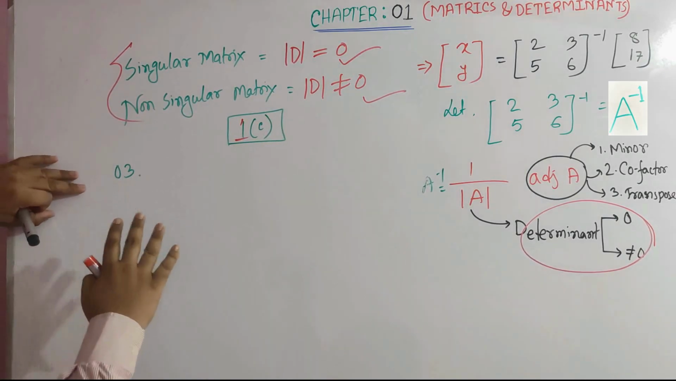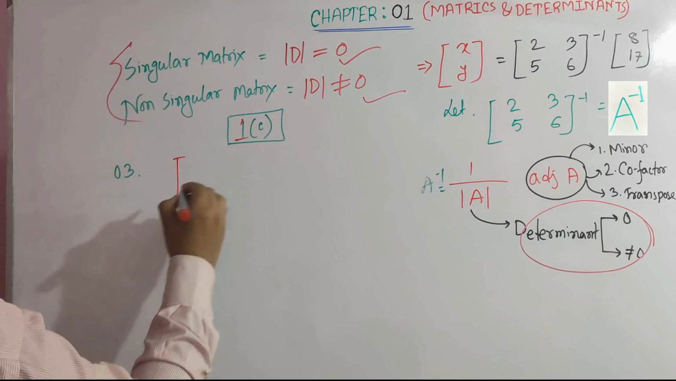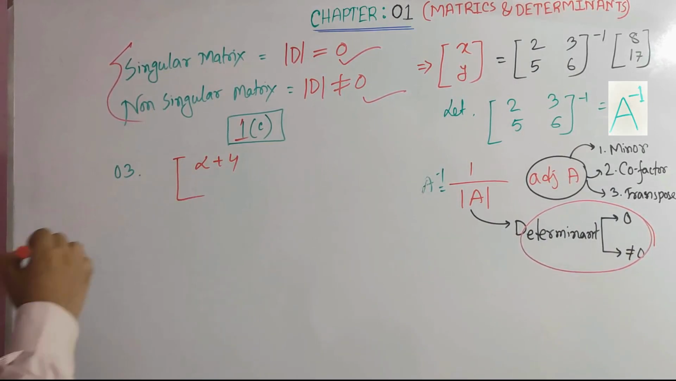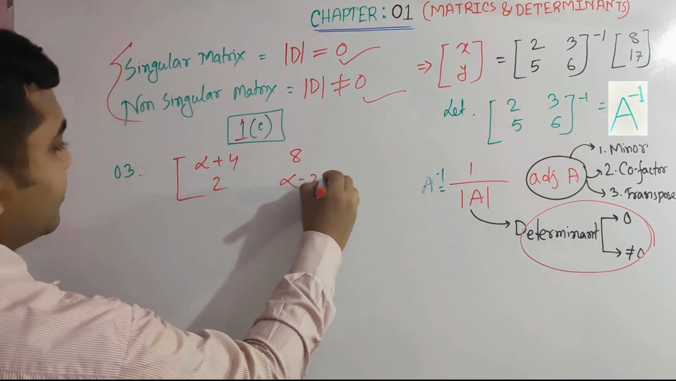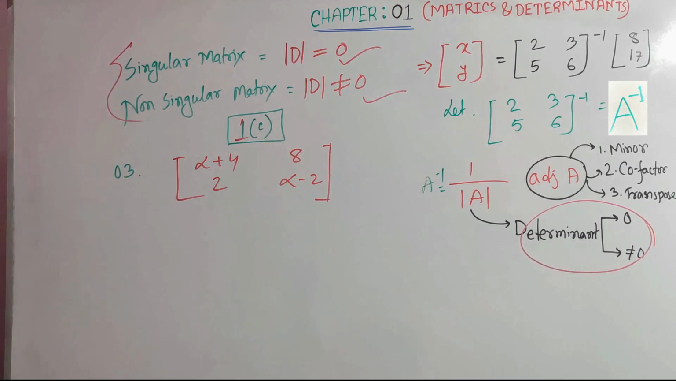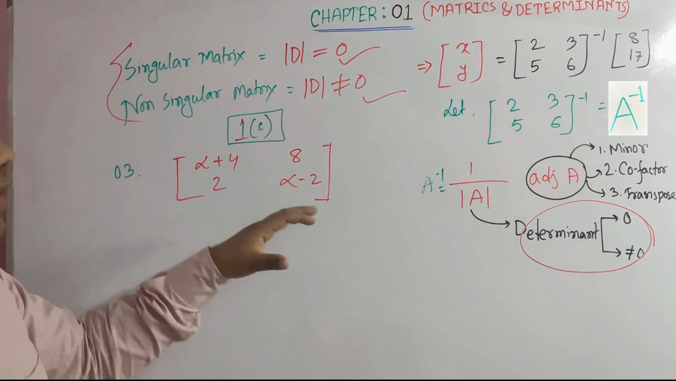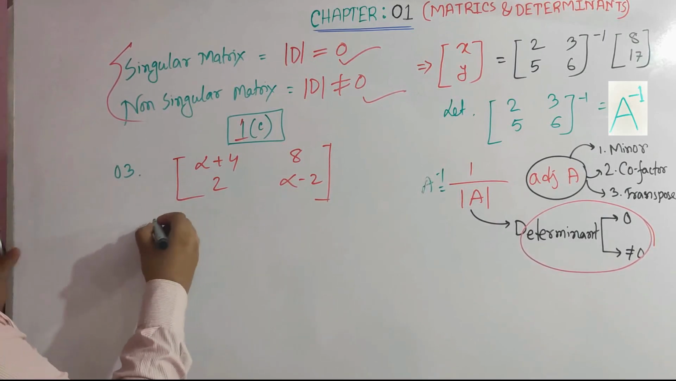Here we are going for question number 3. Here is given a matrix that looks like this: alpha plus 4, then 8, then 2, and alpha minus 2. The question says, for which value of alpha will it be singular? For which value of alpha it will be singular. So how can we solve this math? We can solve this math this way.